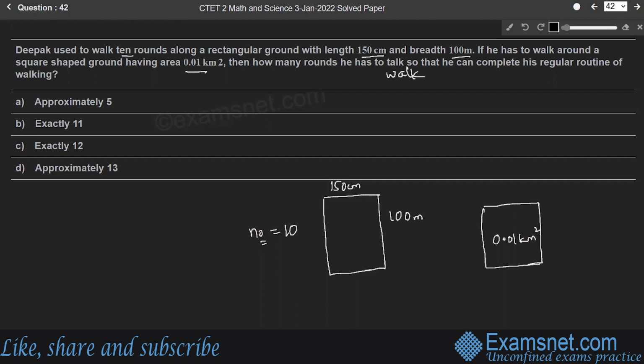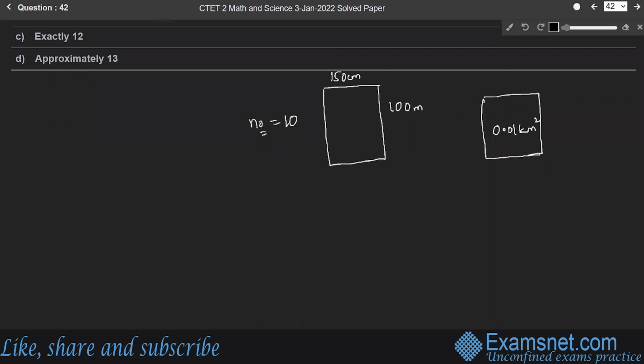If he has to walk around a square-shaped ground having area 0.01 kilometer square, how many rounds does he have to walk to complete his regular routine? First, we have to find the total distance covered by Deepak by taking the number of rounds equal to 10. For that, we have to find the perimeter of the rectangular ground. Then perimeter into number of rounds gives the total distance.